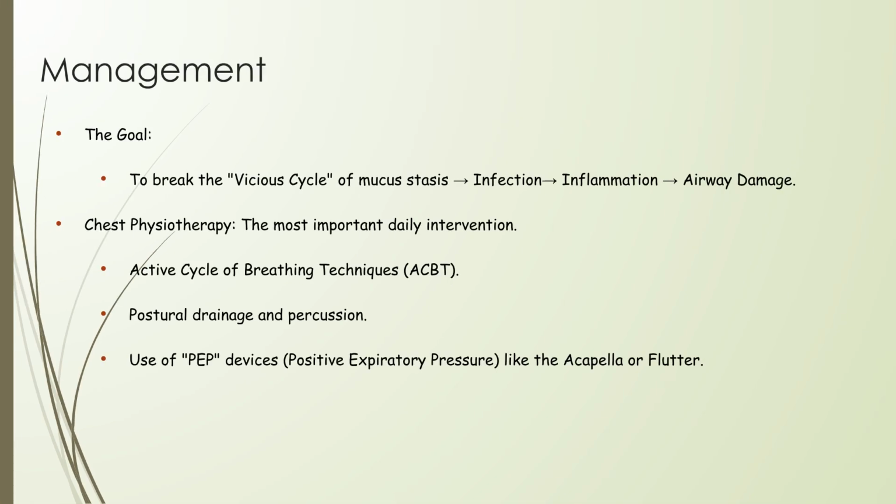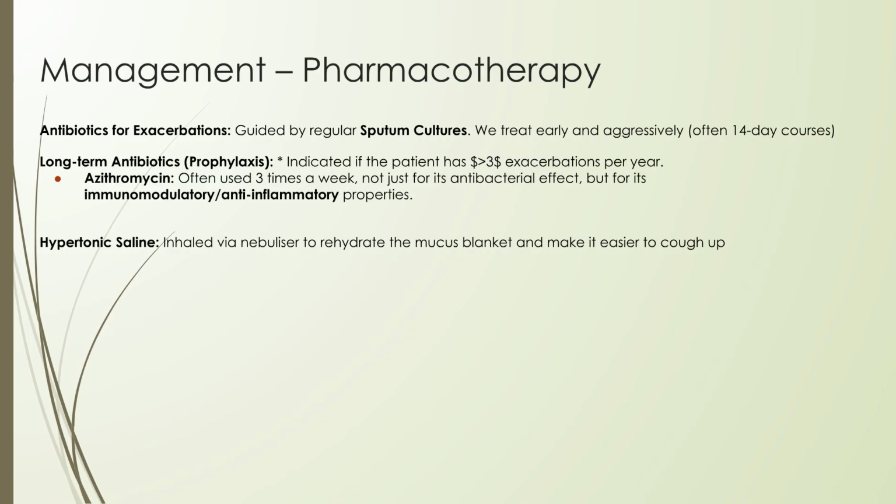The goal of management is to break the vicious cycle of mucus stasis, infection, inflammation, and airway damage. Chest physiotherapy, utilizing techniques like active cycle of breathing techniques and PEP devices, is the most important daily intervention. Pharmacotherapy for exacerbations is guided by sputum cultures, often requiring aggressive 14-day courses of antibiotics. Long-term prophylaxis, such as azithromycin 3 times a week, is used for its anti-inflammatory properties, especially if a patient experiences more than 3 exacerbations per year. Hypertonic saline is also used to help clear mucus.